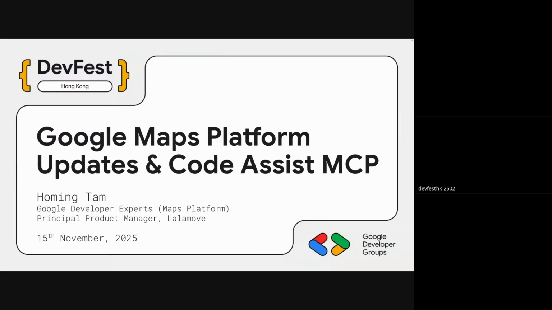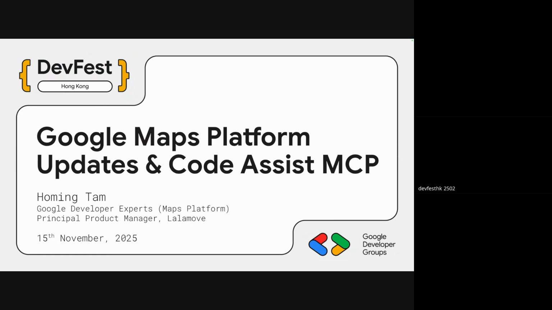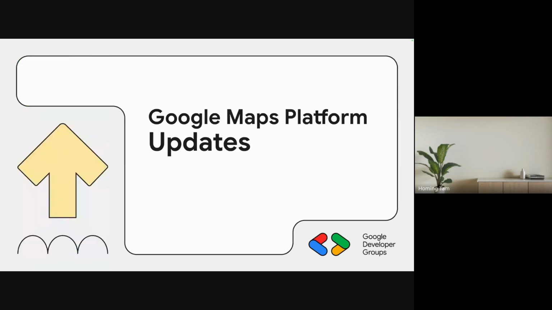Platform, and the other one will be called Assist MCP. So before I start it, I would like to get an overview of your understanding of Google Maps Platform. Raise your hand if you have ever programmed with Google Maps Platform, be it JavaScript, web services, or iOS. Okay, good. So maybe I should better start with updates and then Code Assist. I really hope that the Code Assist MCP would help ease your use of Google Maps. So let's start with the updates.